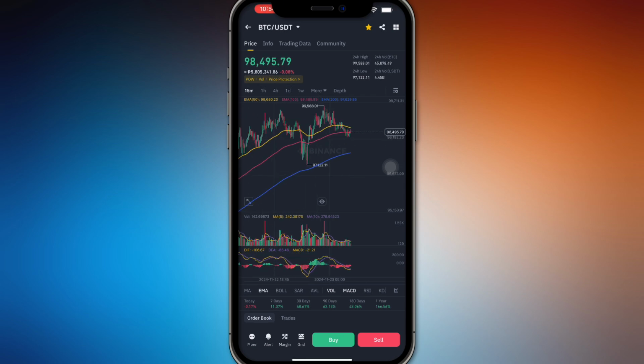So this is one of the oldest types of arbitrage trading, and it's just as simple as you can see. So there you go, guys. That is how you do arbitrage trading using your Binance, and there you go.